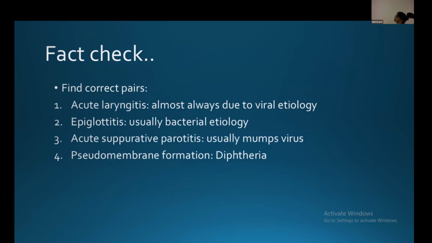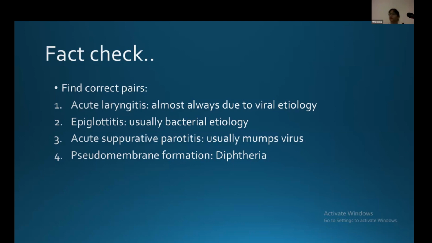Find the correct pair. First is acute laryngitis is almost always due to viral etiology. Epiglottitis is usually due to bacterial etiology. Acute suppurative parotitis is usually due to mumps virus. And pseudomembrane formation over tonsillar fauces is due to diphtheria. Correct pairs: 1, 2, and? Only 4?